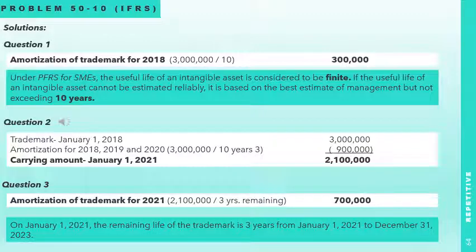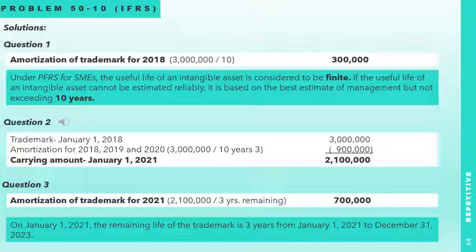Because as Ms. Paglinawan said, if the useful life of an intangible asset cannot be estimated reliably, we use the best estimate of management, which does not exceed 10 years. Then, we multiply the amount by the number of years the intangible asset has been used. The problem says from 2016 to 2018, so 3 years. So, we multiply it by 3 years. 3 million amortization divided by 10 years times 3.